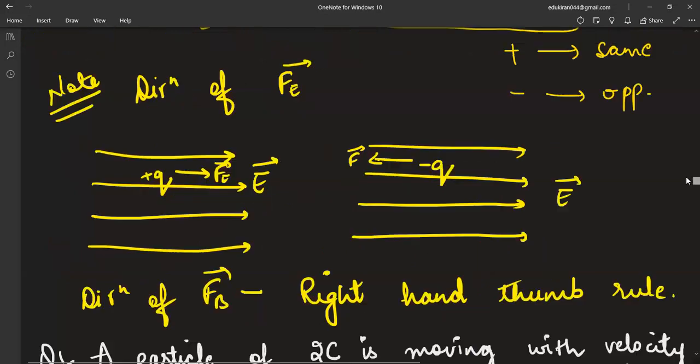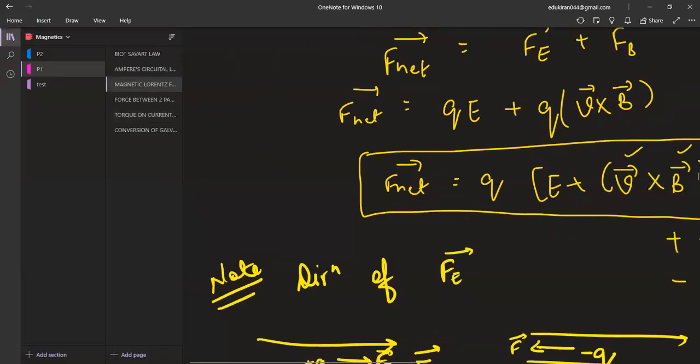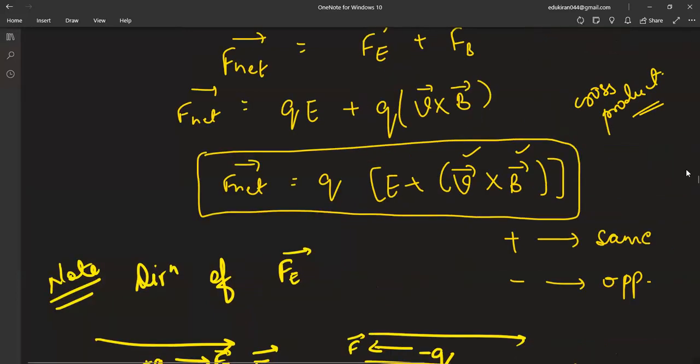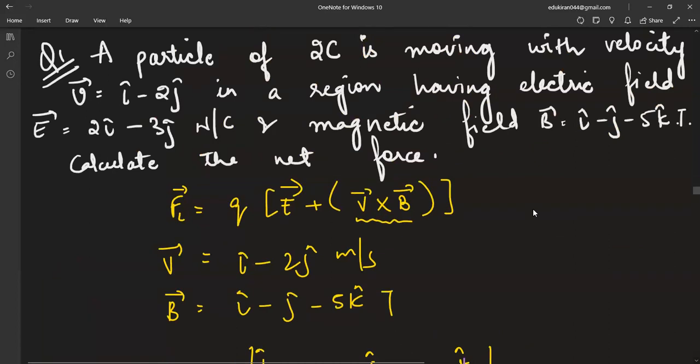Theoretically, you just remember this formula. That is sufficient. You should know how to solve cross product. Cross product, those who have forgotten, please revise it from your class 11th. If you need help, let me know. Because the upcoming torque portion also involves your cross product. So cross product, please revise it. Okay, note it down. Some of you haven't noted the question also, no? Note down it.